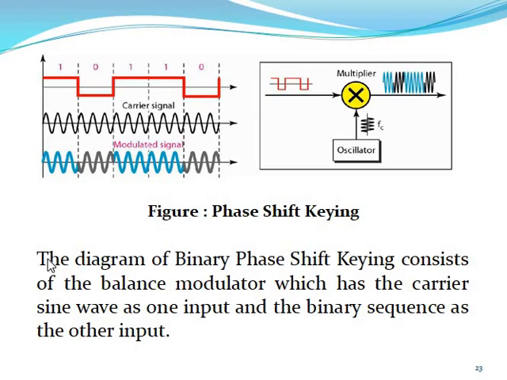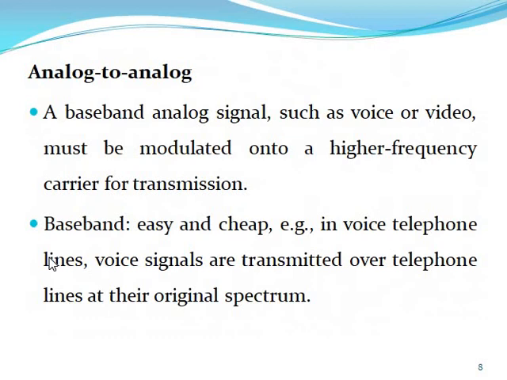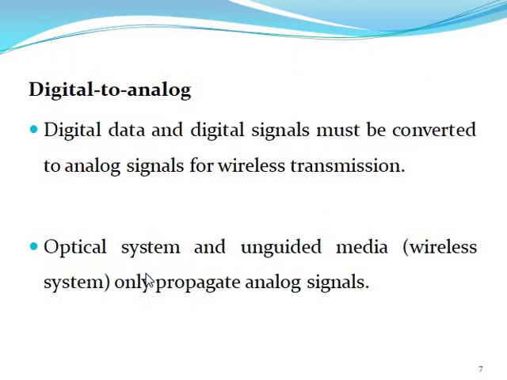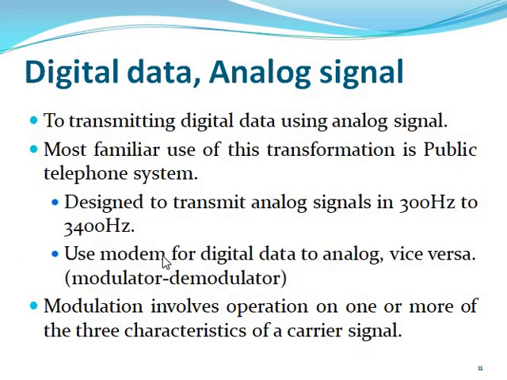Now we will discuss analog to digital, with amplitude, frequency and phase. Now we can discuss digital to analog, analog to digital, and digital to digital. Now we can look at signal encoding. What does the encoding criteria depend upon? The spectrum, which means the bandwidth is dependent, and what is the interface of the signal. The interference and noise are also dependent.